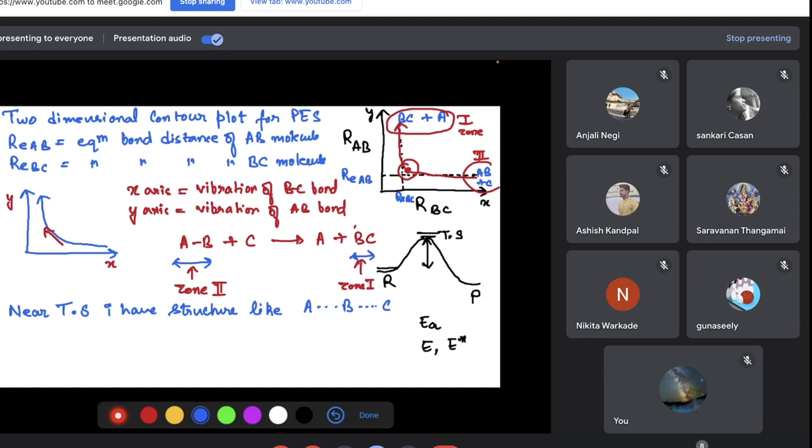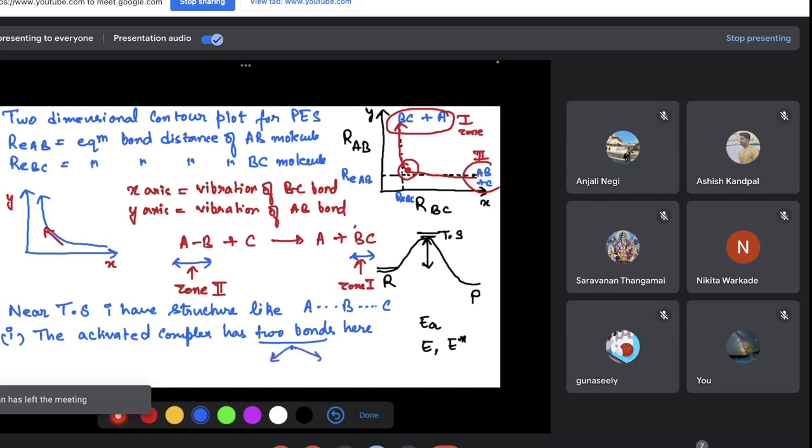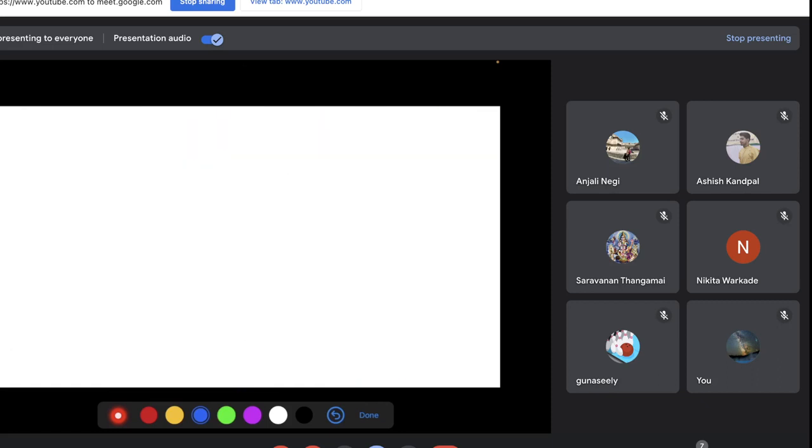The point to note is that the activated complex has two bonds here. So it gives us the possibility of two kinds of vibration. One is the symmetric stretch, the other one is the asymmetric stretch. Correct?